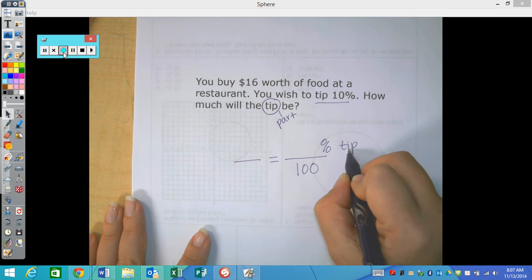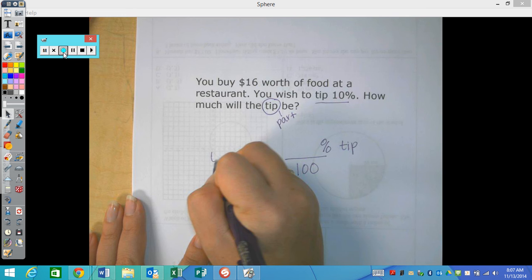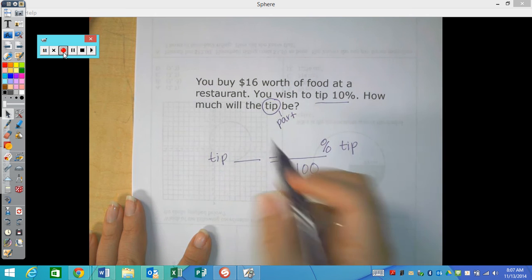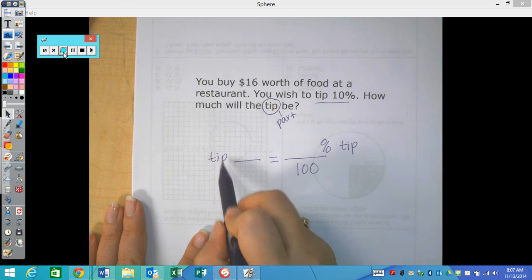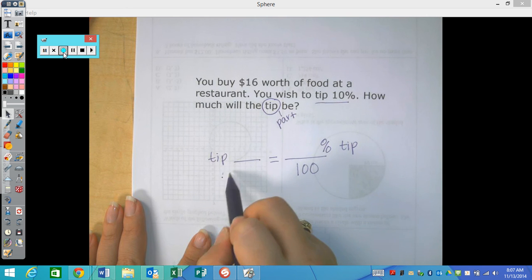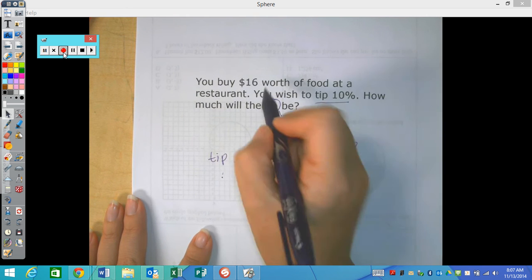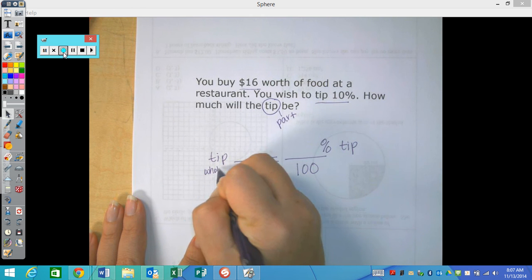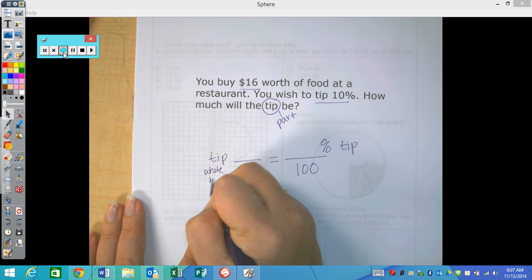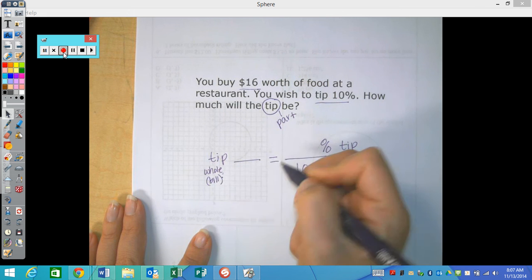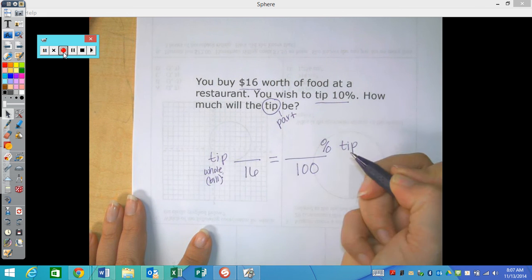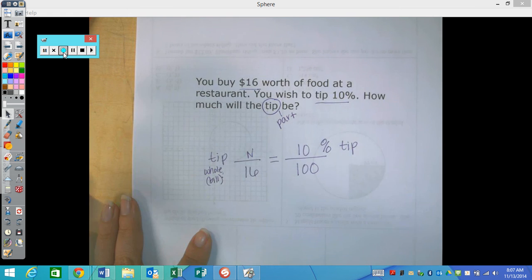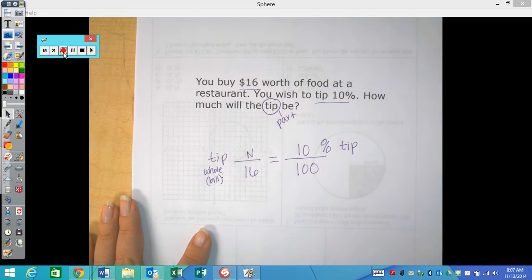Well, because tip is our label on our far right, it also is our label on the left, just like when we work with proportions. Well, then we have to think, okay, what's our label on the bottom? Remember, the bottom is always the whole. So what is the whole that we're talking about in this problem? Our whole is the $16 worth of food. So our whole is also our bill, I guess you could say, which is our $16. Our percent is 10%, and we don't know our tip, so that's our N. So we've got our proportion beautifully set up. Now we just need to solve it.